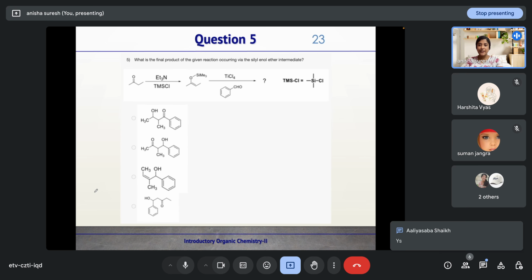Now coming to question number 5. This sort of reaction we have already seen, Mukaiyama aldol sort of reaction, in the presence of silyl enol ethers. So what is the final product of the given reaction occurring via the silyl enol ether intermediate? So this is the ketone we are having, and it is treated with triethylamine and TMS chloride. So we are getting the silyl enol ether, and it is treated with this benzaldehyde in the presence of Lewis acid TiCl4. Okay, option B is the right answer.